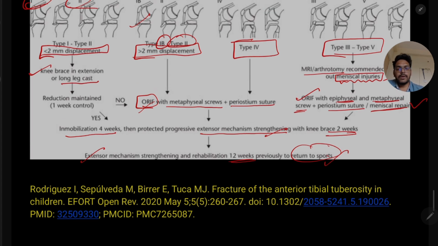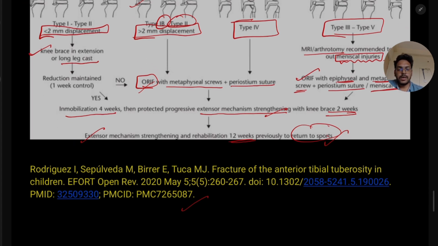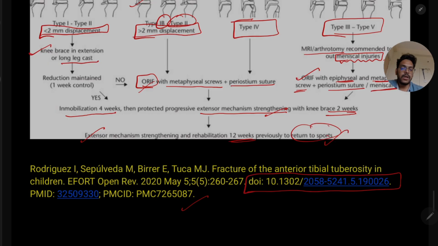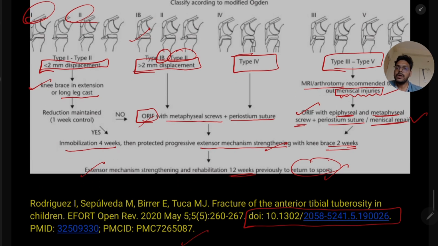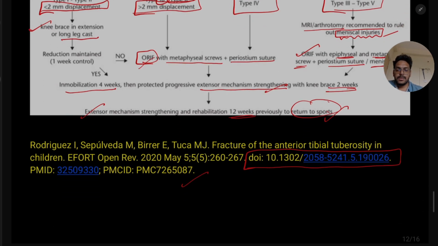This is the reference from which I have taken. You can enter the DOI code and look into the paper for tibial tuberosity fractures.